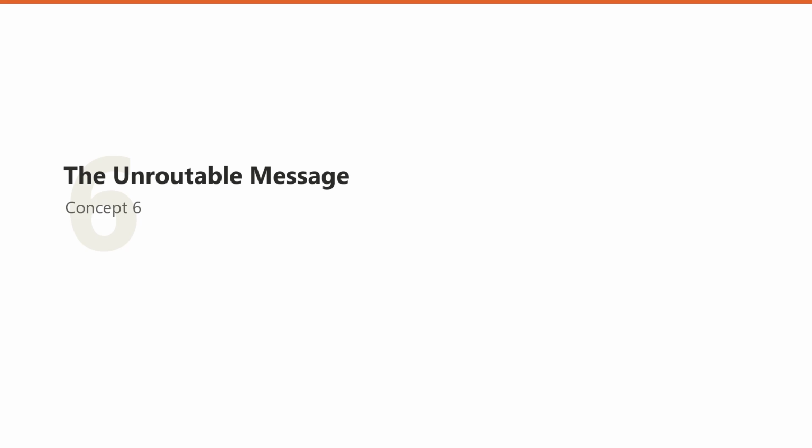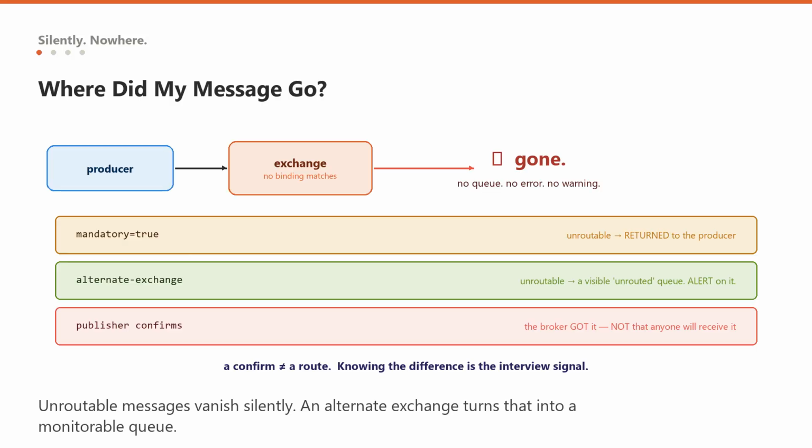Concept 6. The disappearing message, and the two settings that stop it. This is the number one RabbitMQ mystery. You publish a message, the broker accepts it, your code reports success, and the message is simply not anywhere. No queue has it. No error was raised. It is gone. And the cause is always the same.